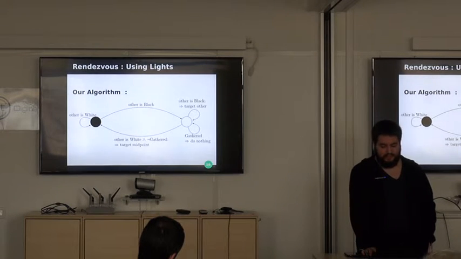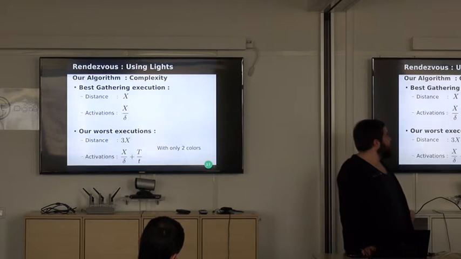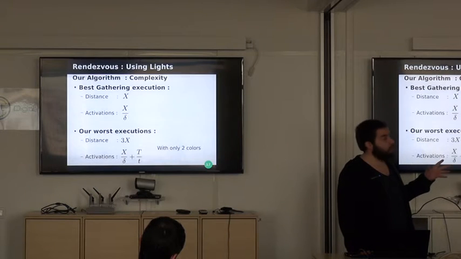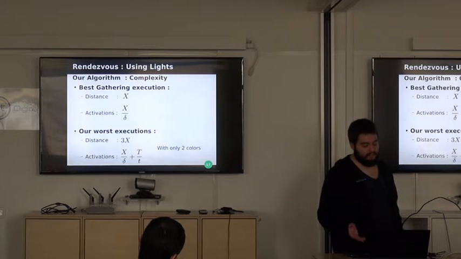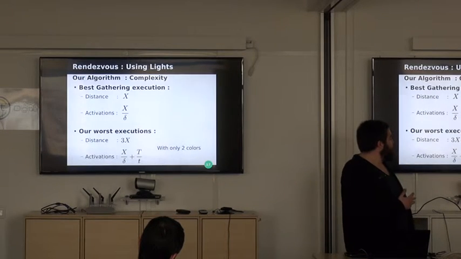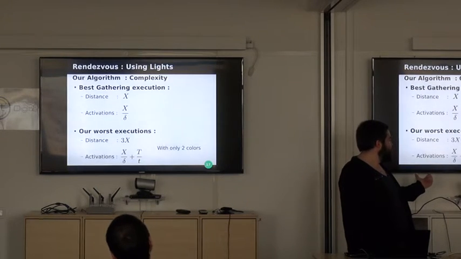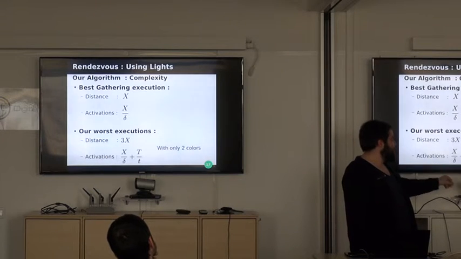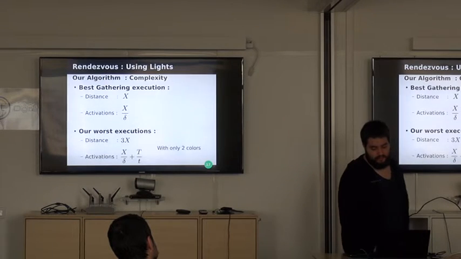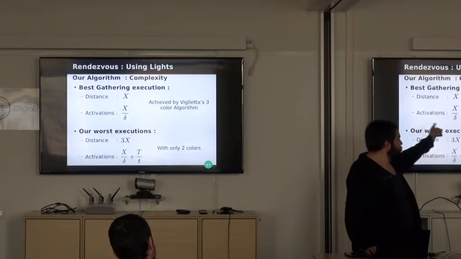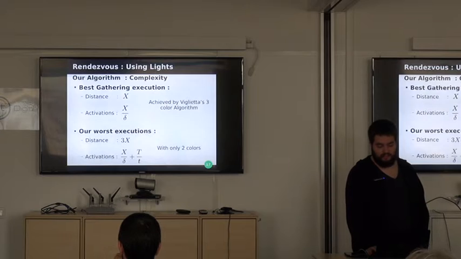In terms of complexity, however, it's a bit worse. So the best we can do for a gathering algorithm is that the robots only move a distance of x, and they are only activated at most x over delta times. With this Twocolor asynchronous algorithm, our worst distance is 3x, and our worst number of activations is x over delta plus a term that can essentially get arbitrarily large. It's not infinite, but it can get arbitrarily large. While the best is actually achieved by the 3-color algorithm from Viglietta. So our algorithm is slightly worse in terms of complexity.